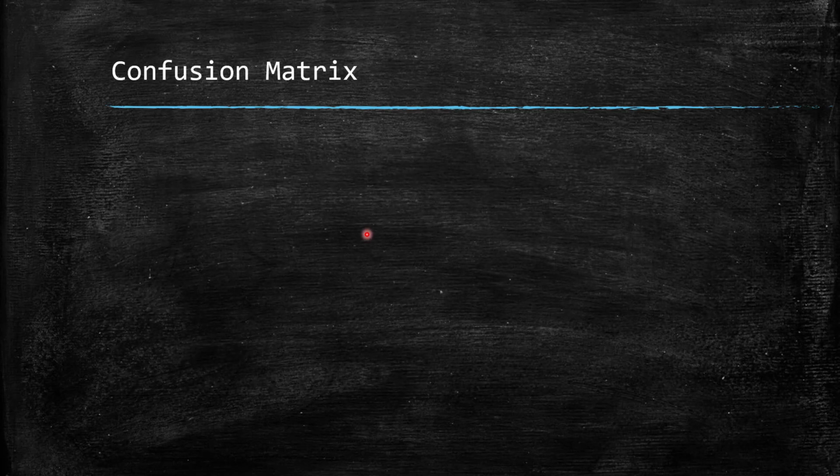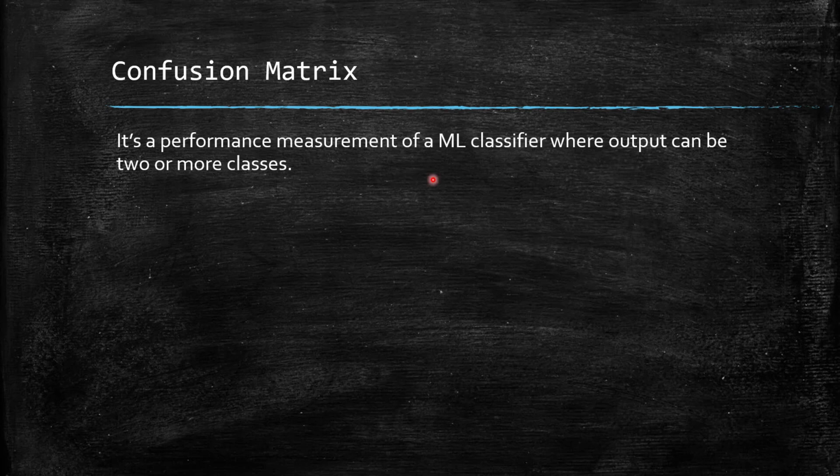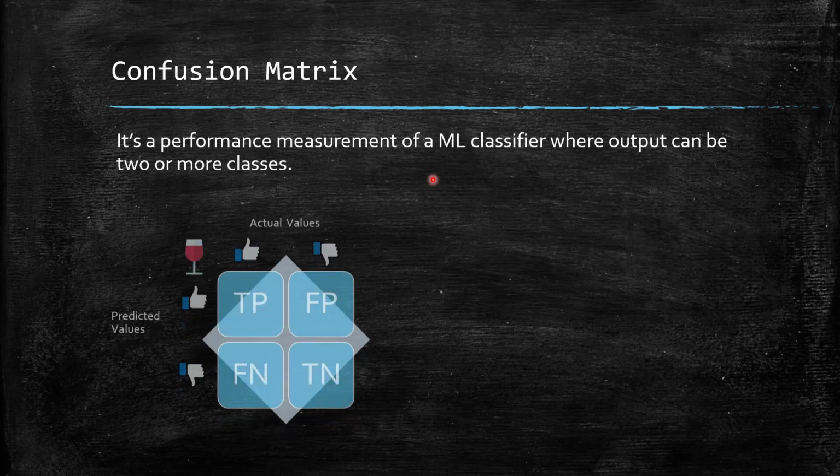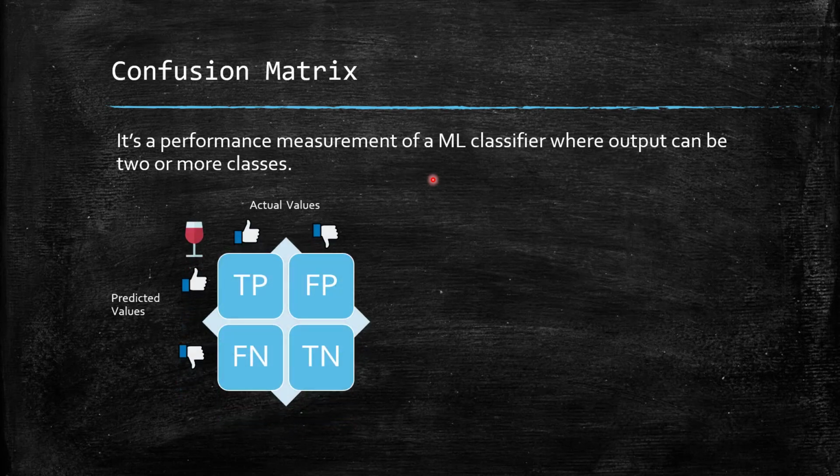Now we'll move to the confusion matrix first, because we need to thoroughly understand what it is. A confusion matrix is a performance measurement of a machine learning classifier where the output can be 2 or more classes. Here we will see an example of a classifier which deals with 2 classes. The same concept can be extended to a classifier which classifies more than 2 classes as well.